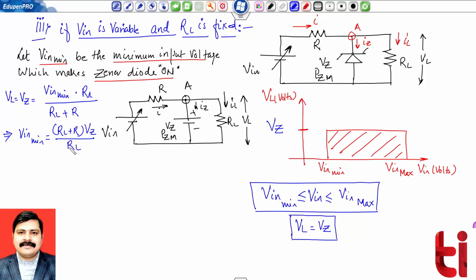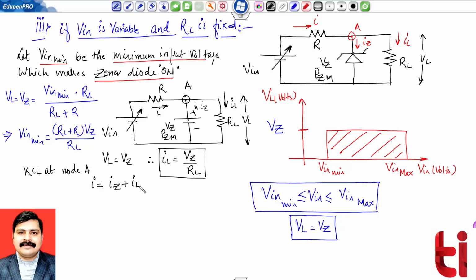Now I have to calculate the value of Vin max. That is my goal. Now VL equals VZ. Therefore, current IL will be simply VZ divided by RL. I have calculated this. And now if you are applying KCL at node A, then current I will be equal to current IZ plus current IL.